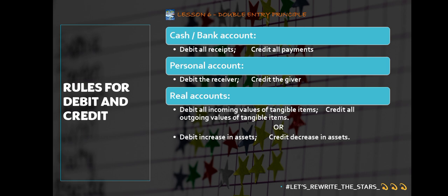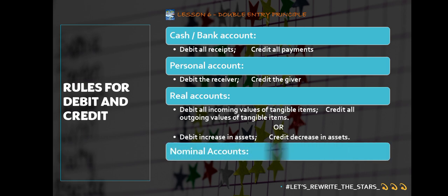And any value that is going out of the business, we are going to credit it. In other words, when the value is coming to increase the assets we have in the company, we will debit it. But when the value is going to decrease the assets we have in the company, we will credit it. So values coming in will be debited, values going out will be credited, or values increasing our assets will be debited, values decreasing our assets will be credited. I hope this is well understood. And then we'll take examples so that you get a clearer understanding, so don't worry.